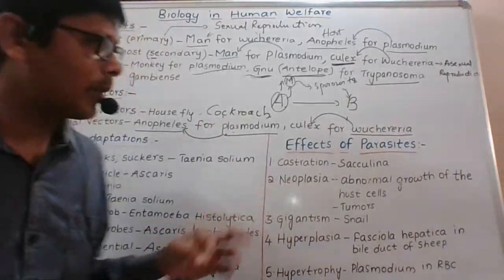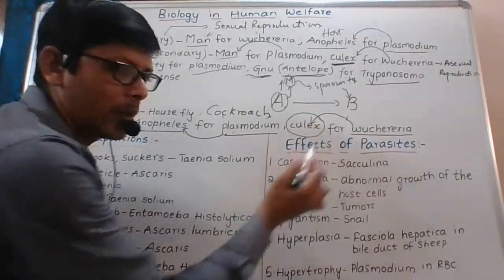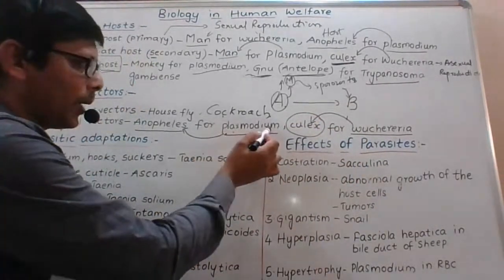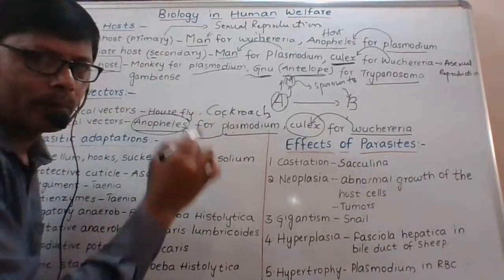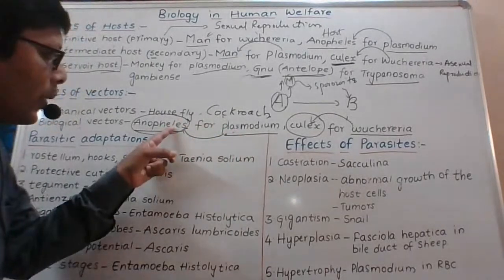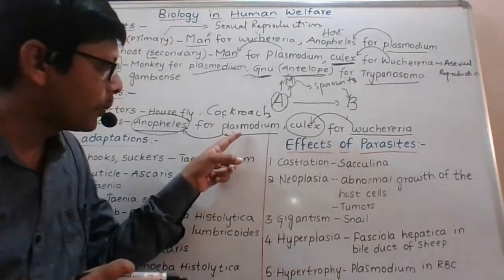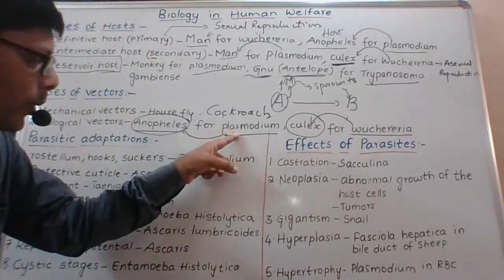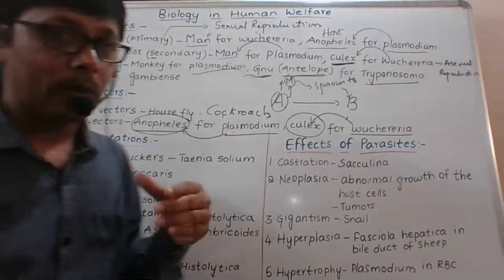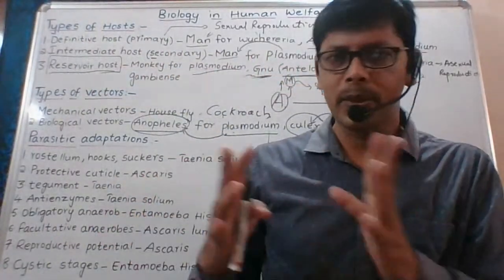Ante ikkada biological vectors evaru ante, Culex is the biological vector for Wuchereria and Anopheles is the biological vector for Plasmodium. Enduku Plasmodium ki Anopheles mosquito biological vector ante, ee Plasmodium Anopheles lo kontha development jarigina tarvata inkoka host ki transfer cheyabadu.